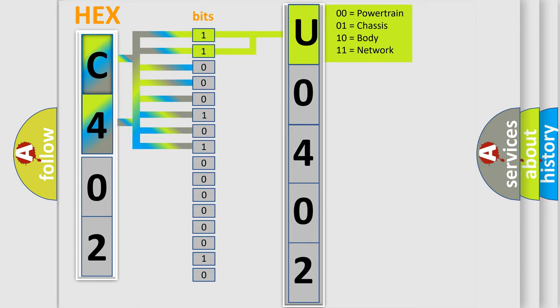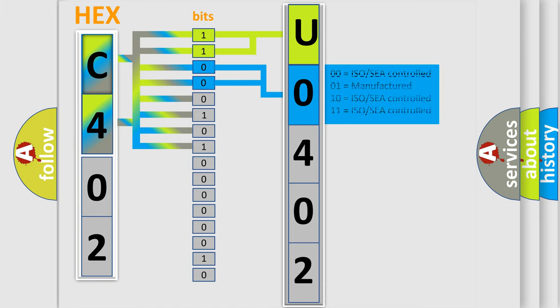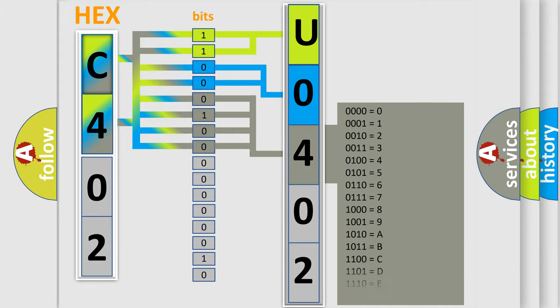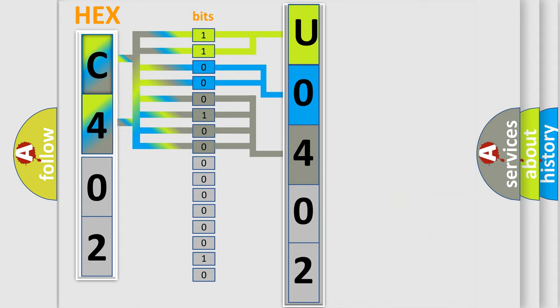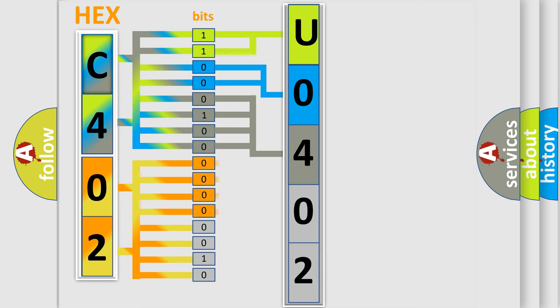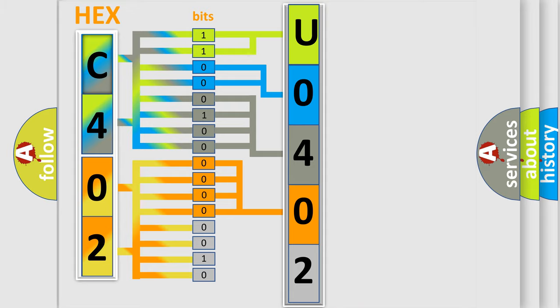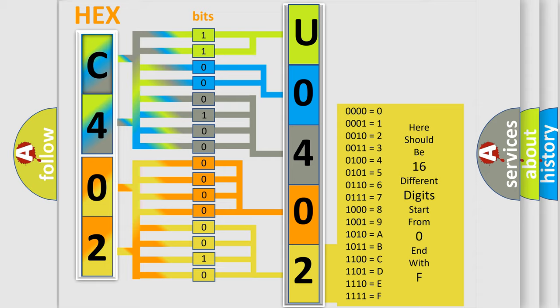By combining the first two bits, the basic character of the error code is expressed. The next two bits again determine the second character. The last bits of the first byte define the third character of the code. The second byte is composed of a combination of 8 bits. The first 4 bits determine the fourth character of the code, and the combination of the last 4 bits defines the fifth character. A single byte conceals 256 possible combinations.